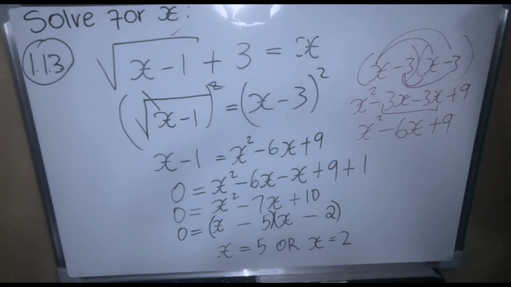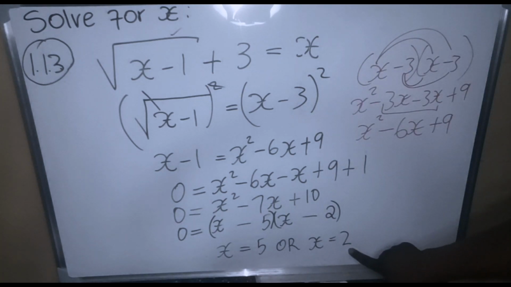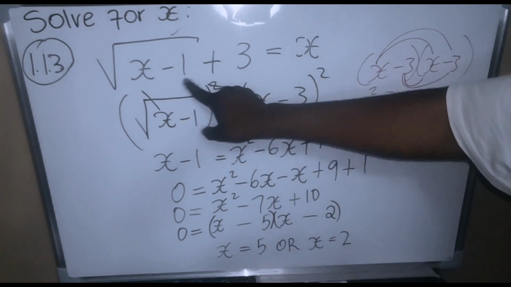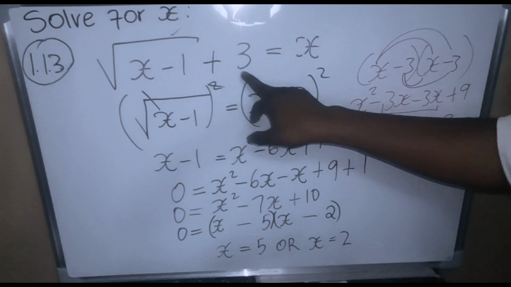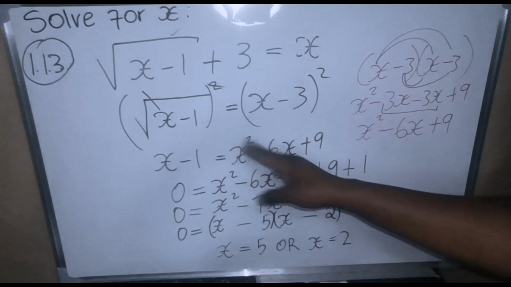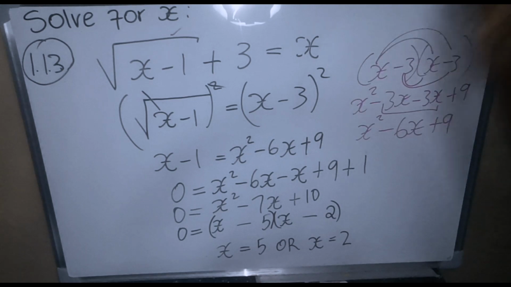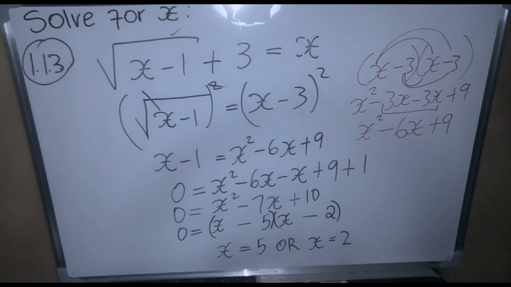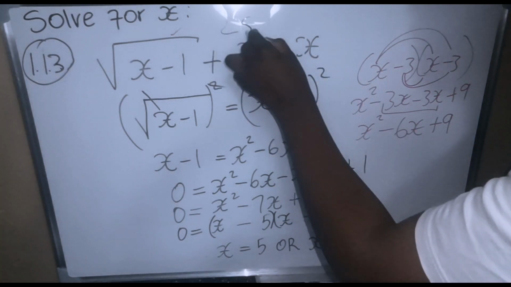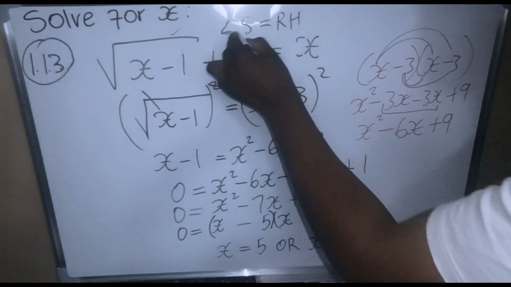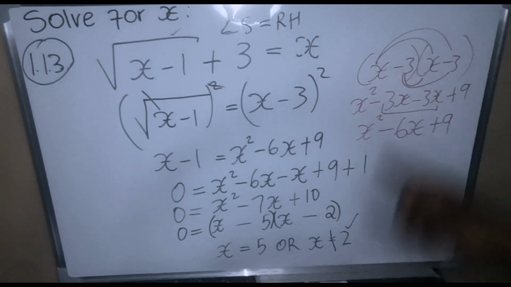But we need to test the other one again to see if it suits or is part of the solution. When you put 2 where you see x, it's going to be 2 minus 1, which gives 1. The square root of 1 gives 1. 1 plus 3 gives 4. On my left, the answer is 4. Then when I put x on my right, the answer is 2. That means the left side is not equal to the right side. That means x is not equal to 2. This is how you conclude. Very important: this is a mark by its own, by conclusion. That means your left side must be equal to your right side, and 5 is the correct answer in this case, and x is not equal to 2.